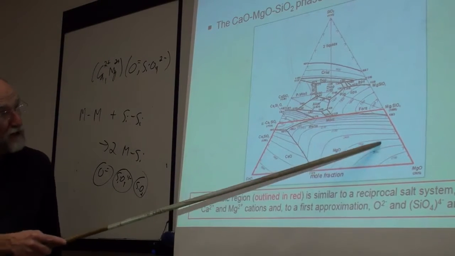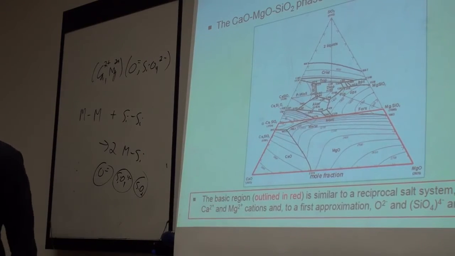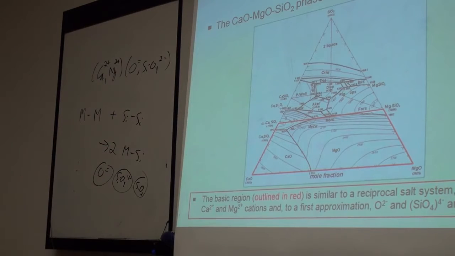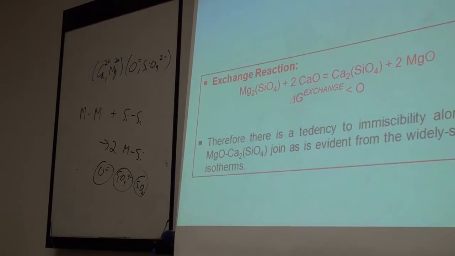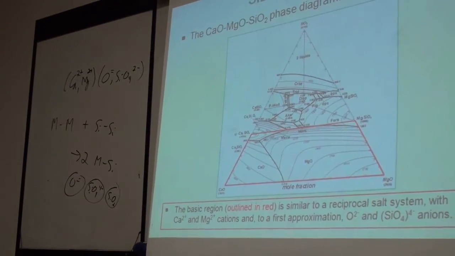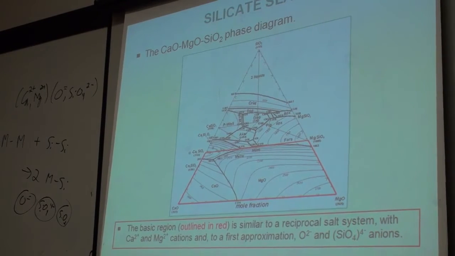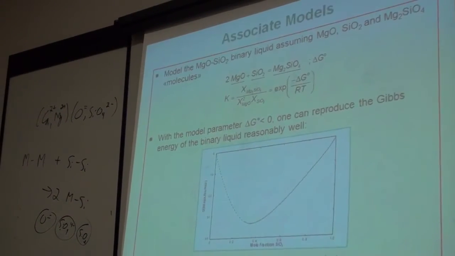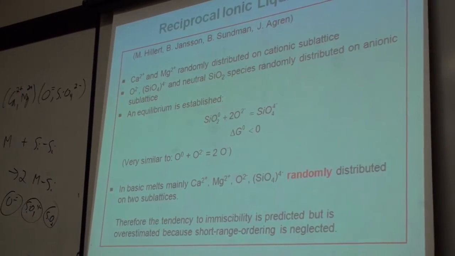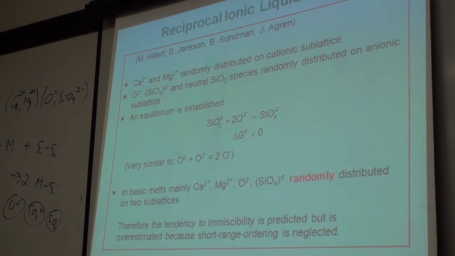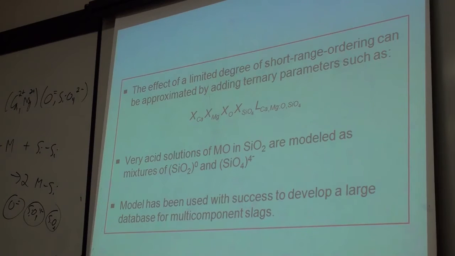So what you get along here is too big a gap. In fact, you actually produce a miscibility gap in this particular system. If you just use the parameters from the binary system, you can't predict the ternary. You overdo it. Remember, the associate model gives you no miscibility, no positive deviations. The Bragg-Williams gives you too much. So they're randomly distributed, so the tendency to immiscibility is predicted, but it's overestimated because you neglect the short-range ordering.